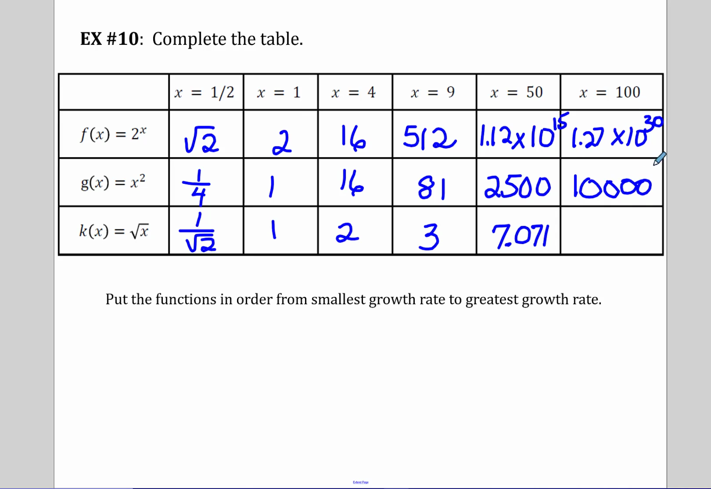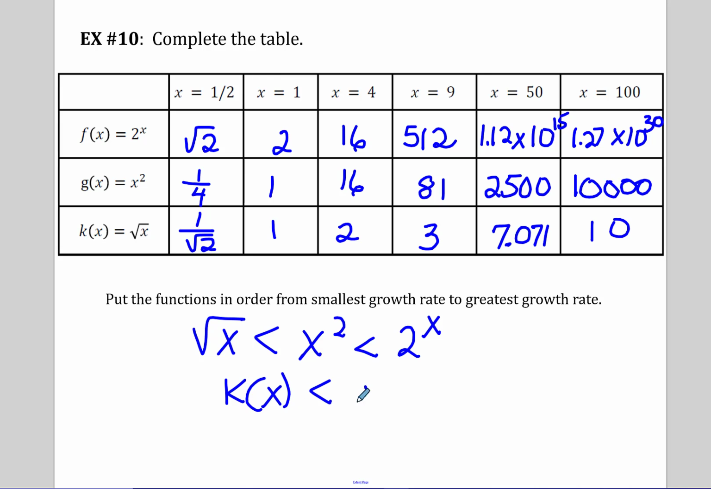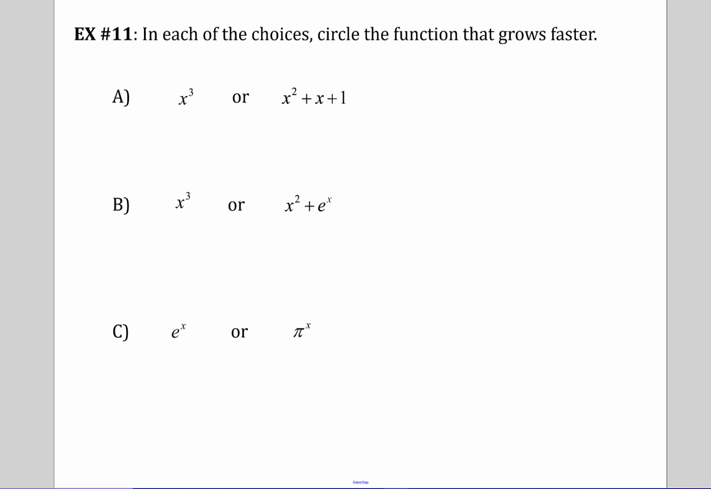So 2 to the x is really, really growing fast. And if we put them in order of growth from smallest growth rate to the greatest growth rate, it would be k of x is smaller than x squared, and that's smaller than 2 to the x. So 2 to the x grows the fastest, k grows the slowest. So this is just kind of a little baby step as far as working our way through pre-calc to understand some of the more difficult concepts in calculus.